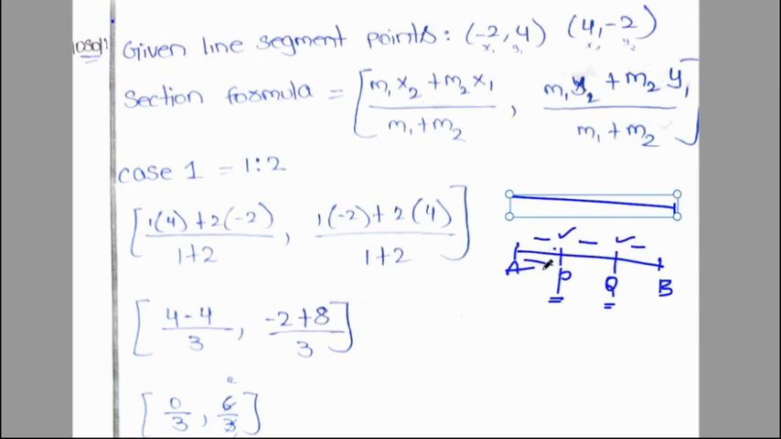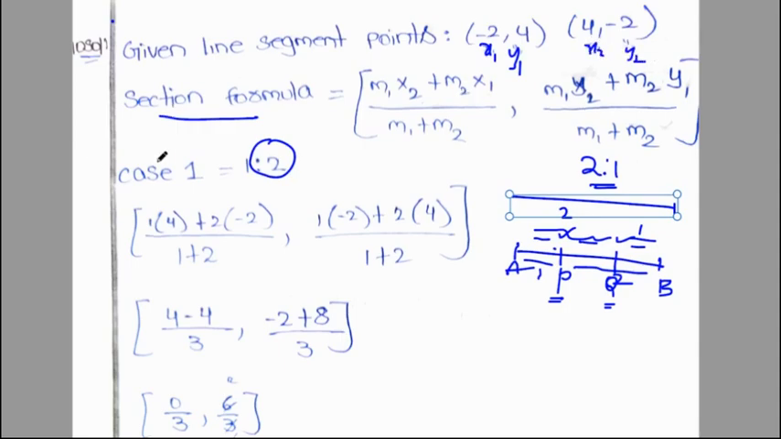P is dividing in the ratio 1 is to 2, so the first case will be 1 is to 2, and Q is dividing the line segment in the ratio 2 is to 1. To find the trisection points, we use the section formula, students: (m1x2 plus m2x1) by (m1 plus m2), (m1y2 plus m2y1) by (m1 plus m2). The given points we take as x1, y1, x2, y2 and replace them in the formula.